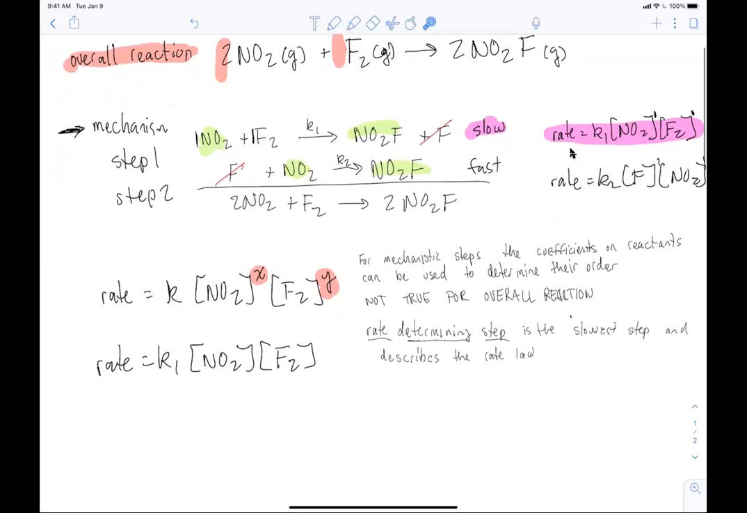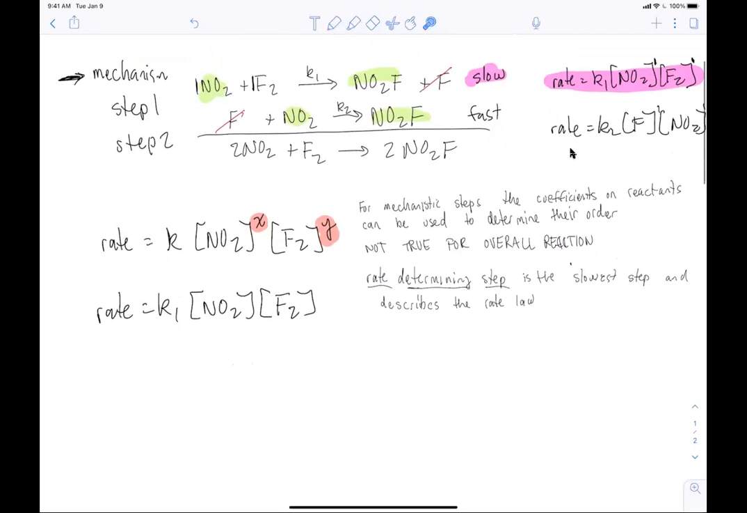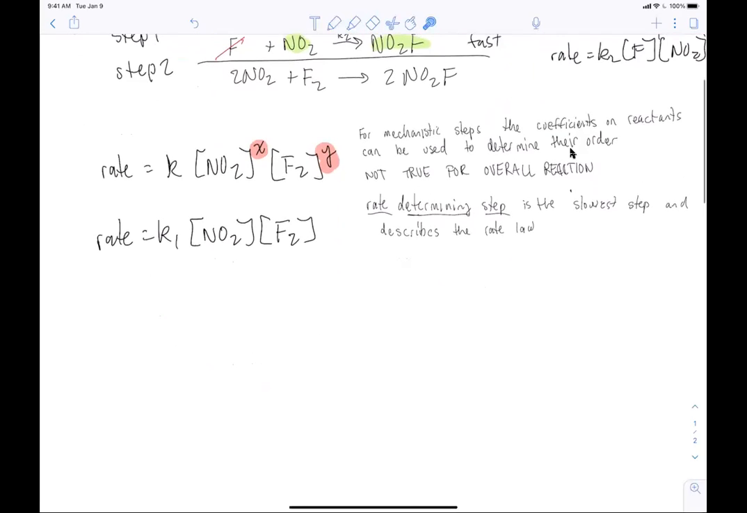Okay, so the key thing, if all of this didn't make sense, or if very little of this made sense to you, wherever you are in your studies, the key thing to recognize here is that this thing here with the exponents is only true for mechanistic steps. If I have a mechanistic step, I know the exponents on the different reactants. If it's not a mechanistic step, it's an overall reaction, I don't know that. It can feel the same sometimes for students, but it's not.